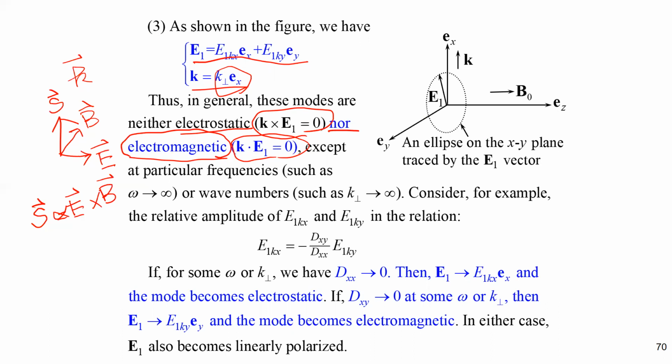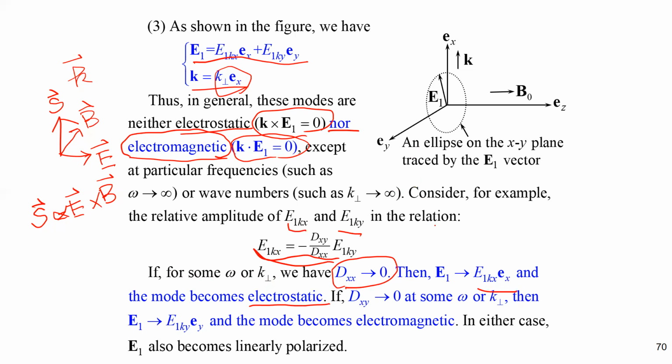The wave number is set at a particular frequency. Consider, for example, the relative amplitude. Their relation is here. If for some omega and k perpendicular we can derive dxx equals 0, then E1x becomes very large, and the mode will become electrostatic once again.